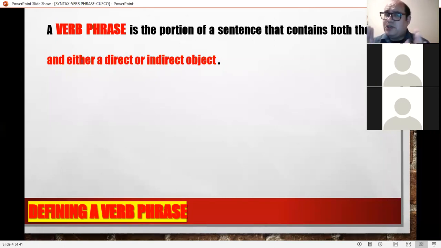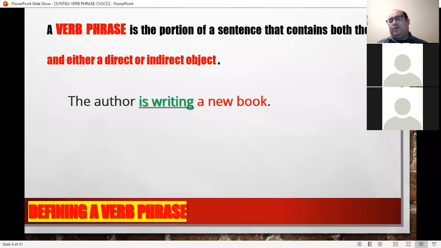But sometimes we make the verb phrase just with a verb. Then we're going to analyze this. So don't forget this definition. It's the part of the sentence composed of a verb, that is the head, the principal part, and an object. It could be direct, indirect, or both.